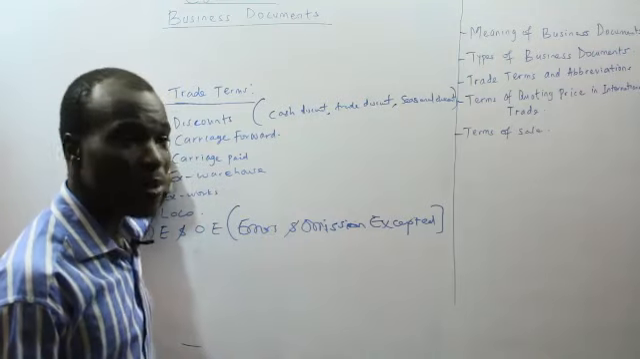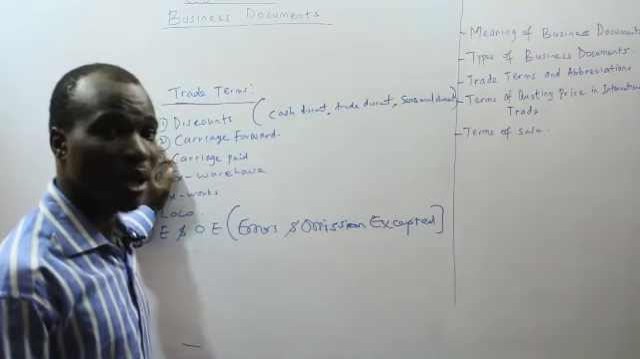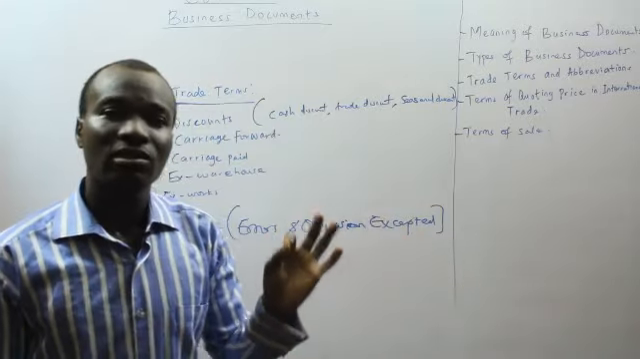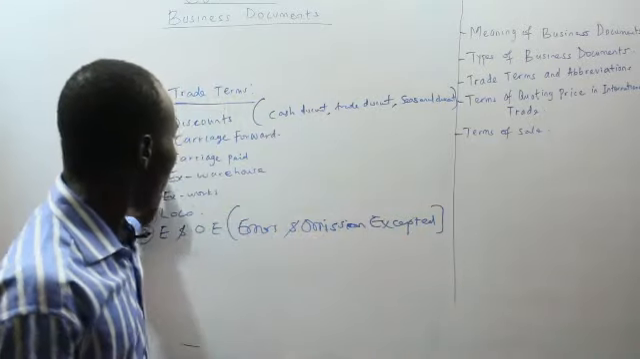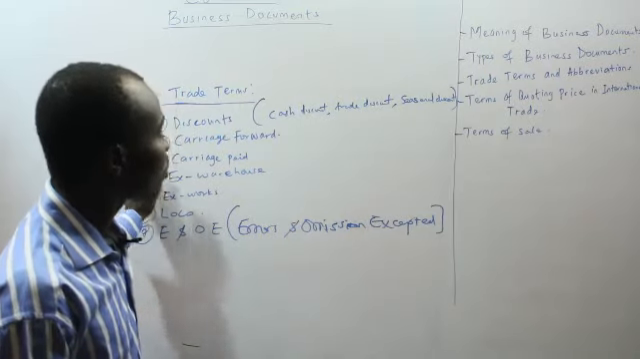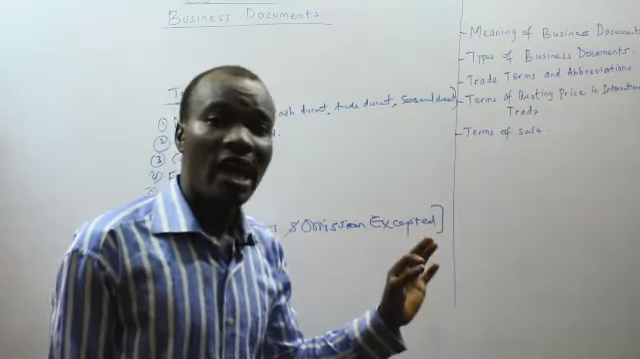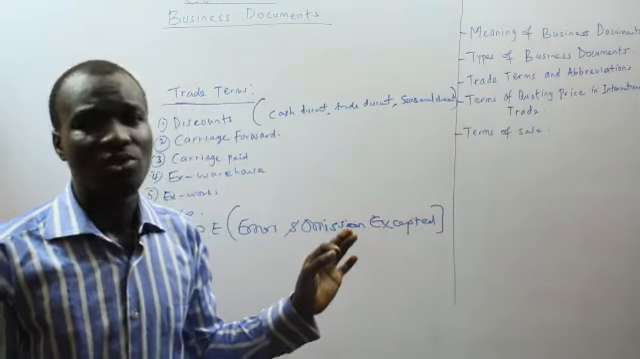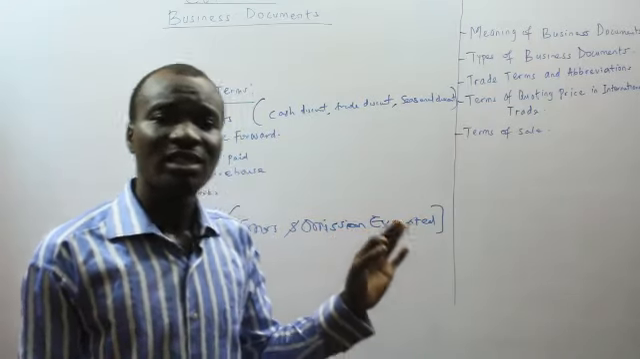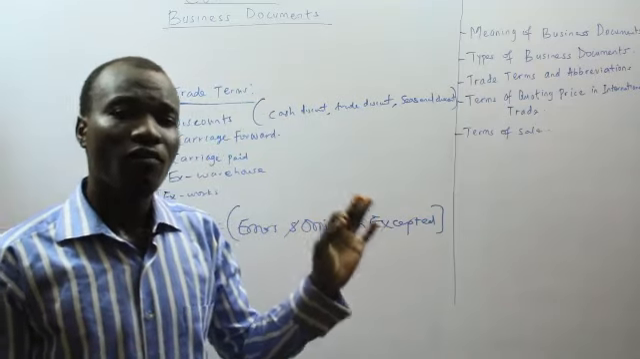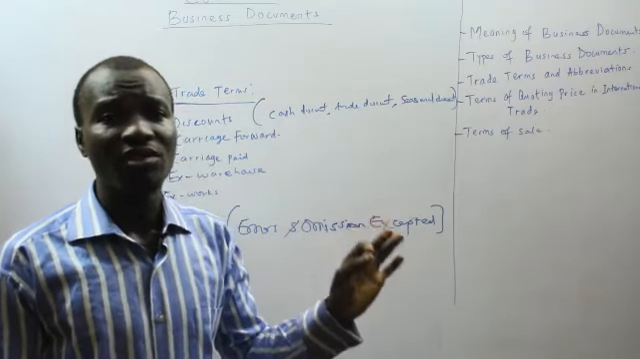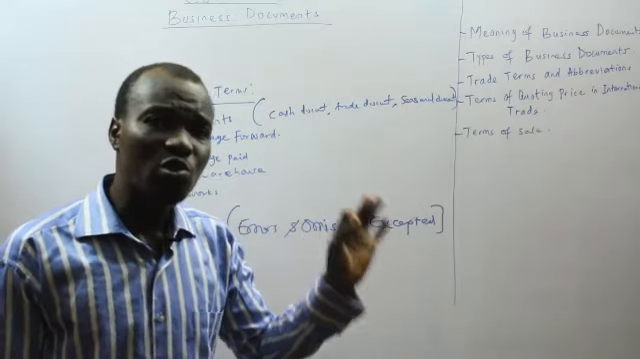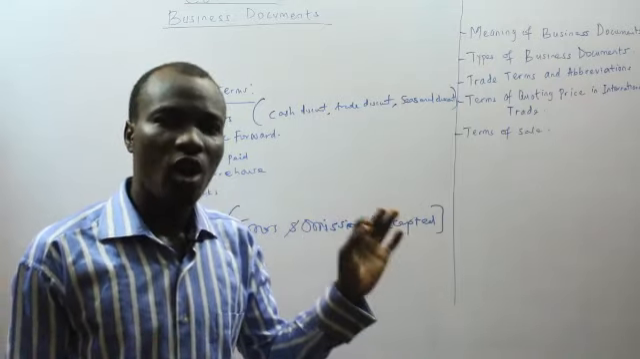The next one we are able to look at is carriage paid, whereby the seller will be responsible for the payment of carriage and cost of transportation. Then we look at warehouse. This form of price quotation excludes any form of delivery charges. So the buyer will be responsible for all delivery charges and the cost of transporting the goods from the warehouse of the seller.